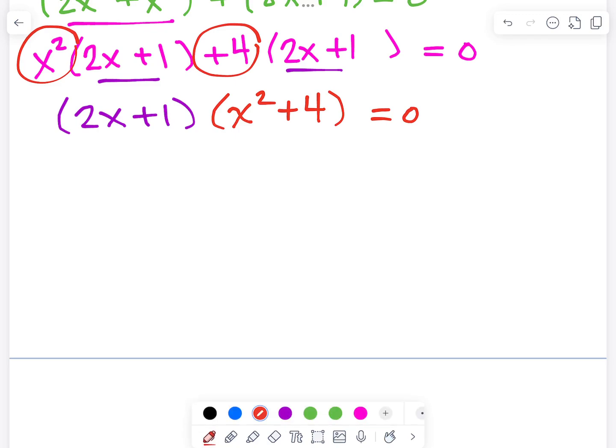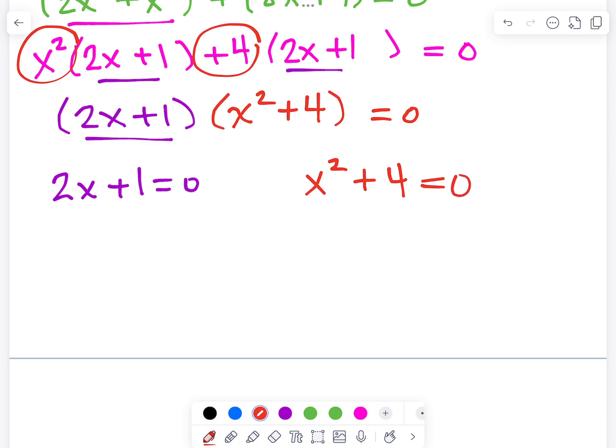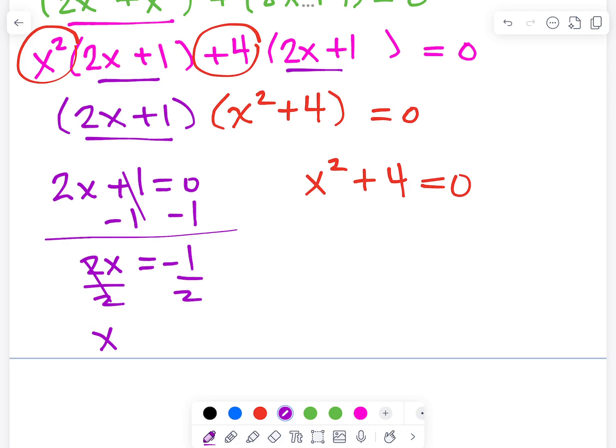All right, now we want to find the zeros. So we set the factors equal to 0 and solve for x. We're using our zero product property. So 2x plus 1 equals 0, and x squared plus 4 equals 0. And then we solve them. So the purple equation, we're going to subtract 1 from both sides. We get 2x equals negative 1. Then we divide both sides by 2. We get x to be negative 1/2. So there's our first 0.